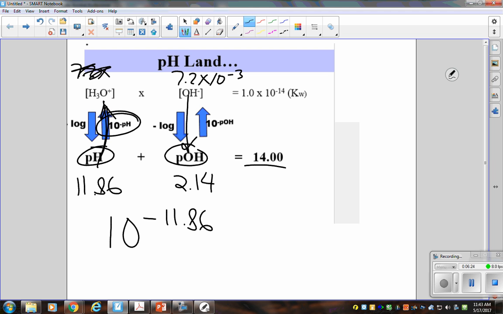So I take my calculator, I go 10, and if you have a YX key or a caret, it depends on which calculator you have, 11.86 negative. You'll end up with 1.4 times 10 to the negative 12 for that.